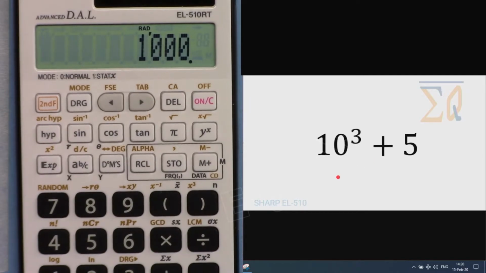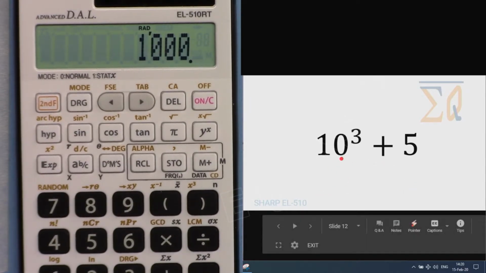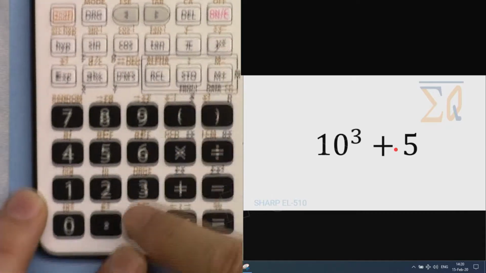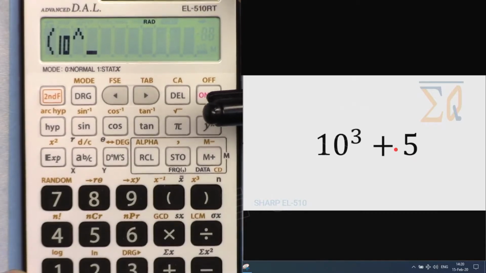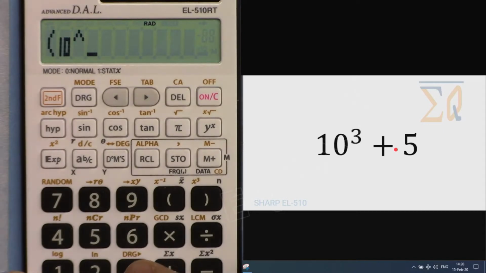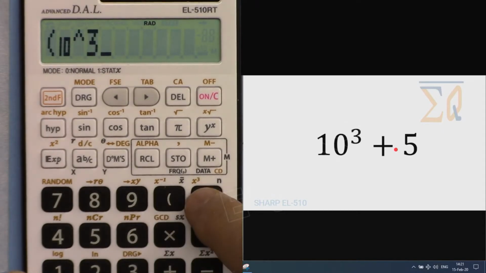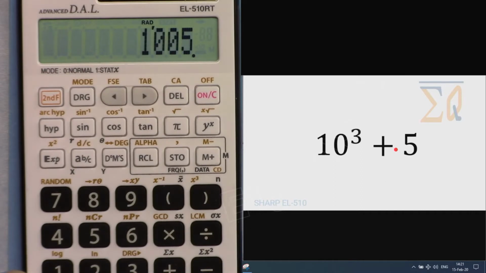The same way as before, to be safe, if you have 10 to the power 3 plus 5, we do it the same, but this time open parenthesis, second function, 10 to the power 3, close parenthesis, plus 5. It will give you just 5 added to the 1000.